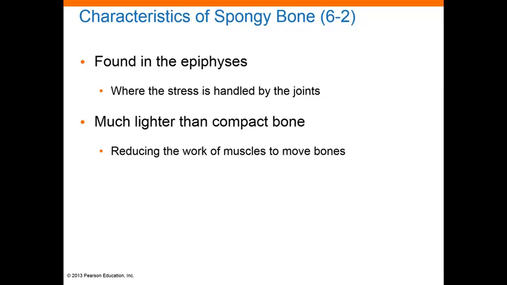Spongy bone, on the other hand, is found in the epiphysis. So this is where you're going to have joints or bones pressing on bones. So this is where you can have a little more give to that bone, and you want it to be a little bit more flexible. One of the advantages of spongy bone compared to compact bone is that it is less dense, and so it's much lighter. It's not as heavy. And so it reduces the work that your muscles have to do to move the bones and therefore the whole organism around.